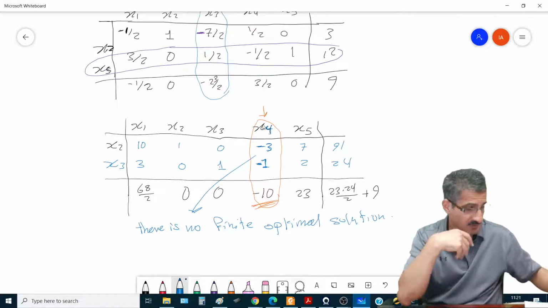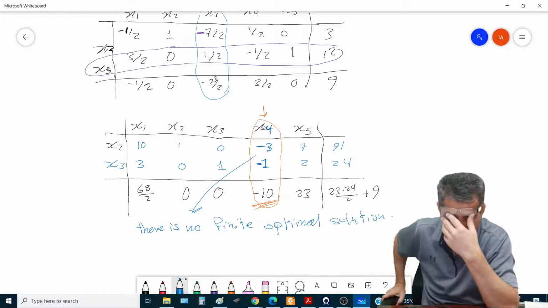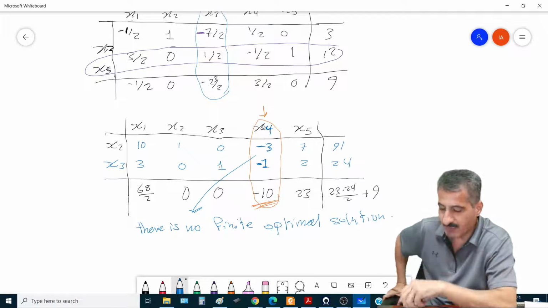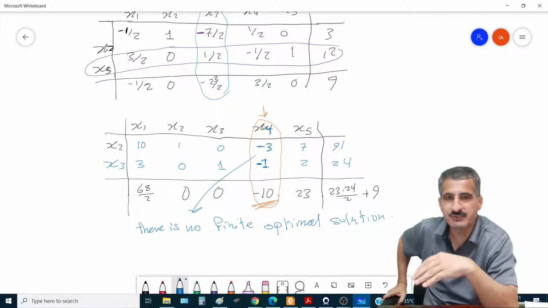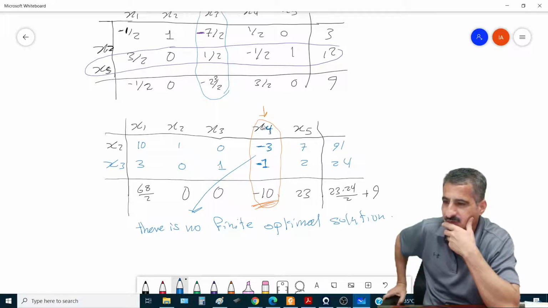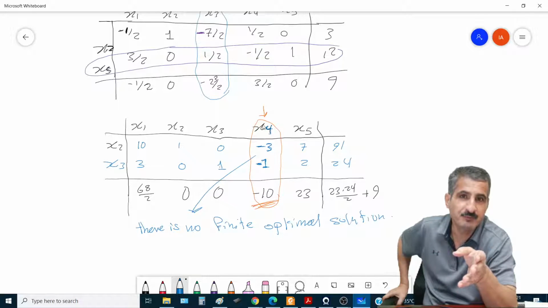Good. So why does the simplex method give us an optimal solution? Why do all these procedures that we have already learned, the ones I showed to you, really give us an optimal solution for the linear programming problem?